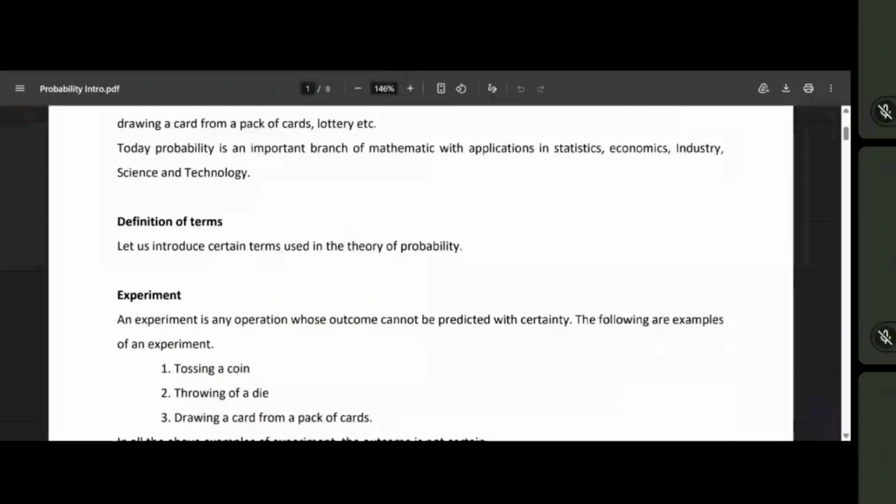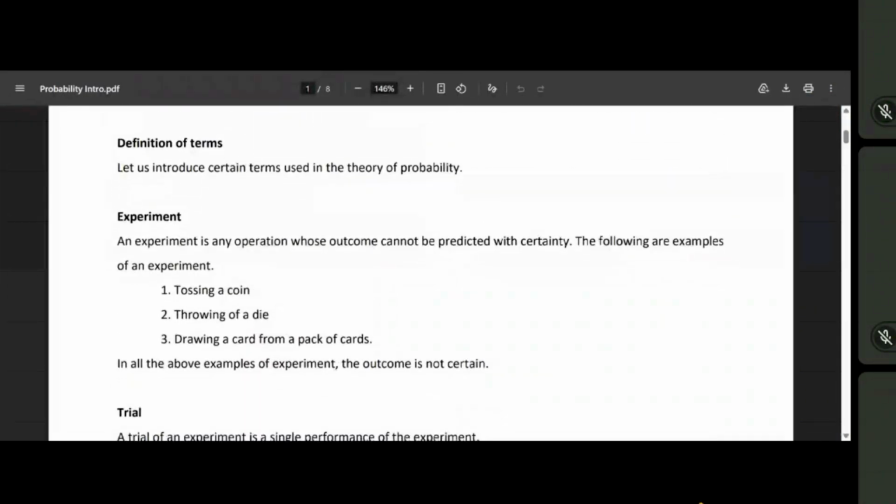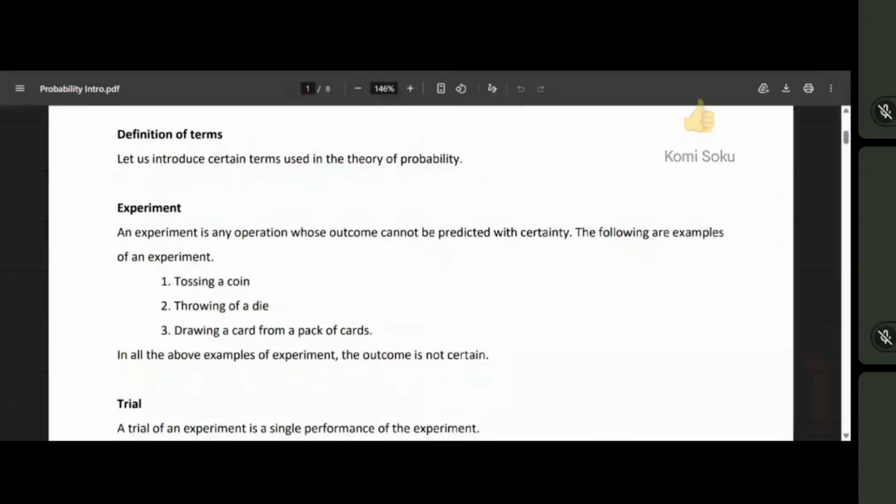Let's look at some technical terms. So we have experiments. An experiment is an operation such that you cannot predetermine the outcome with certainty. You cannot be 100% sure that the outcome of this operation is like this and it will always be like that. If it's like that, then it is not an experiment.